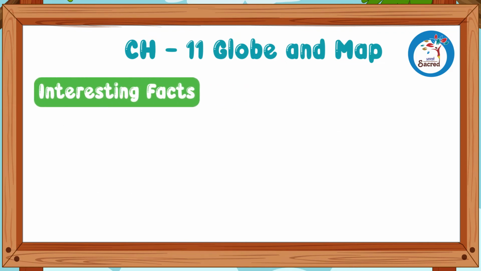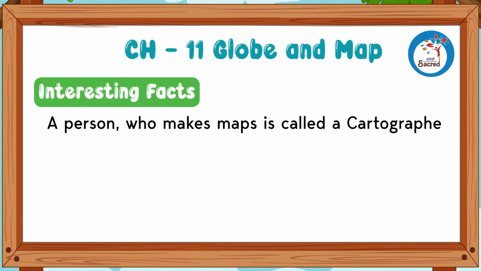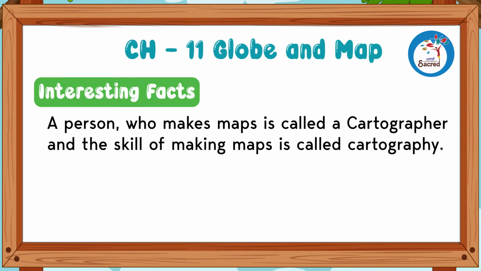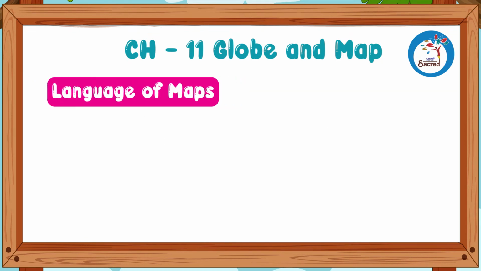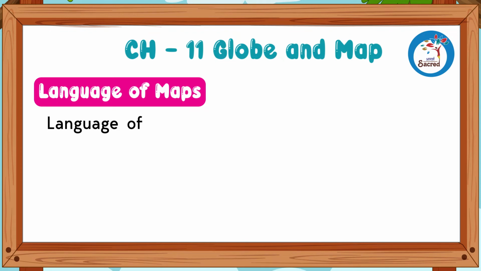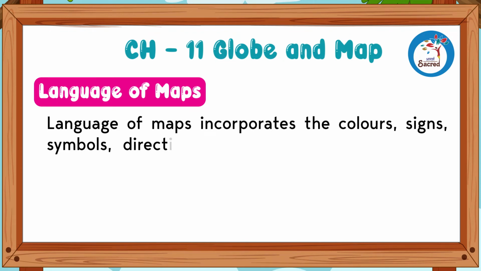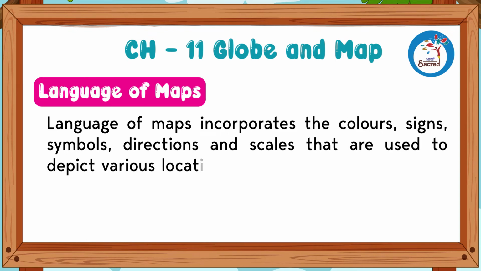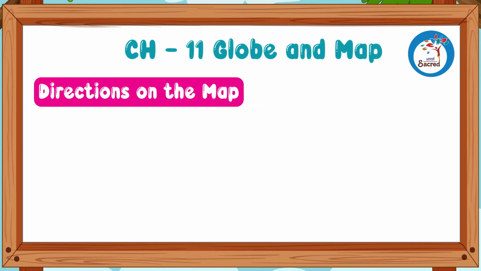Interesting facts. A person who makes maps is called a cartographer, and the skill of making maps is called cartography. Language of maps. The language of maps incorporates the colors, signs, symbols, directions and scales that are used to depict various locations and their details. Directions on the map.